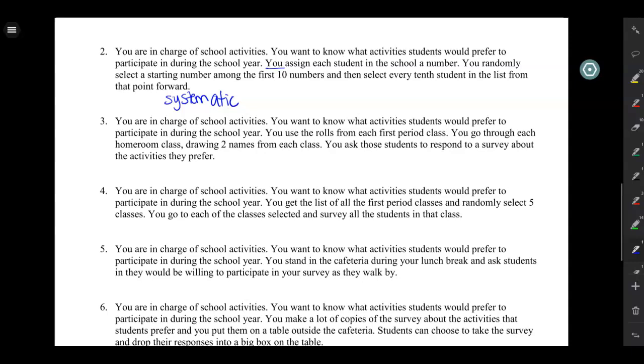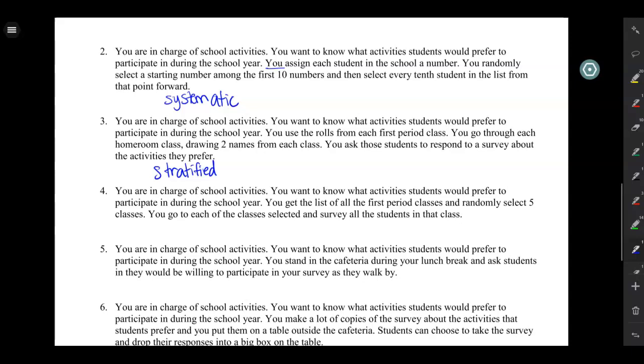All right, let's say in number 3, we use the rosters from each first period class. You go through each homeroom or first period class and you draw 2 names from each class. Then you ask those students to respond to a survey. So this is going to be a stratified sample. It's stratified because I start by dividing all my students into groups, and the groups are your first period class. Then I'm going to go through and choose 2 people from each of those first period classes. So I'm choosing a small group from all the different subgroups.